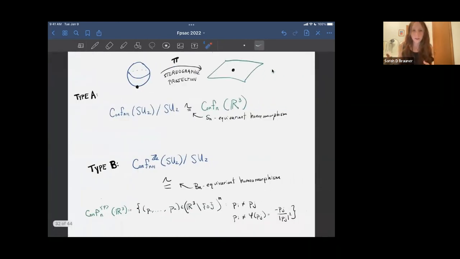Nonetheless, we have a parallel story. This was the homeomorphism that we got in type A, relating this quotient configuration space to the configuration space of R3. In type B, we get a very similar homeomorphism. Here is our quotient orbit configuration space, and I'm saying that it's homeomorphic to a Z2 orbit configuration space on R3, which I'm going to write like this. It's a set of points P1 through Pn, each Pi in R3 but not 0, and they're distinct. I also have that Pi is not equal to the image of Pj under that antipodal Z2 action.